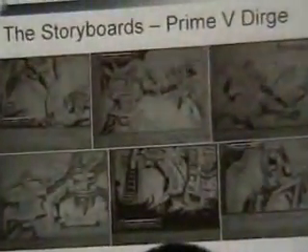In the storyboards, Dirge jumps Prime from behind, is turned upside down and then smashed headfirst into the ground. Would have been nice, but I think it would have broken up the flow of their confrontation.